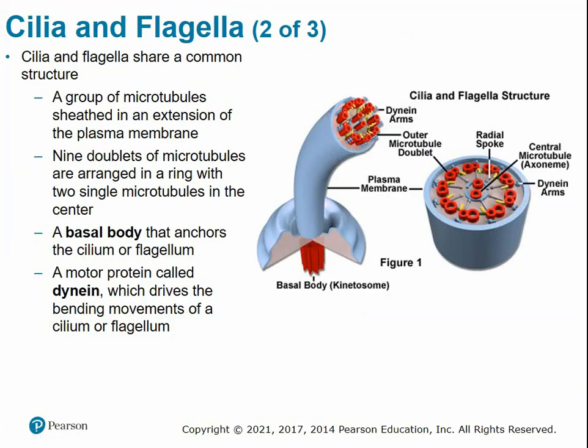So even though cilia and flagella are functionally different, they do share a common base structure. We have this bundle of microtubules sheathed in some plasma membrane, some lipid membrane, and we'll have 9 pairs of microtubules arranged in a ring with a single pair in the center. So it kind of rotates and cranks a lot like a motor.